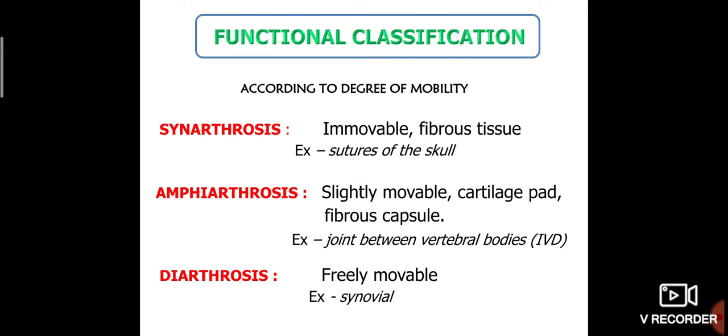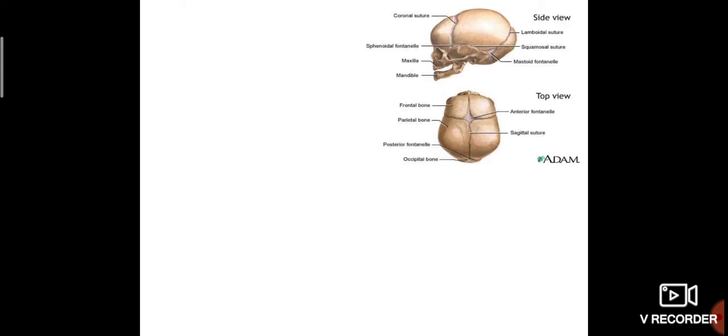Synarthroses are immovable fibrous joints. For example, skull joints, the sutures of the skull. Amphiarthroses are slightly movable. A cartilaginous pad is present in between, and a fibrous capsule is present. For example, joints present in the vertebral bodies. Diarthrosis is freely movable. These are synovial joints.